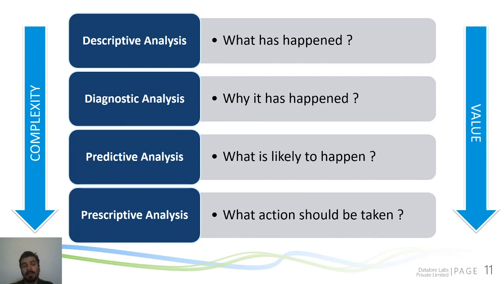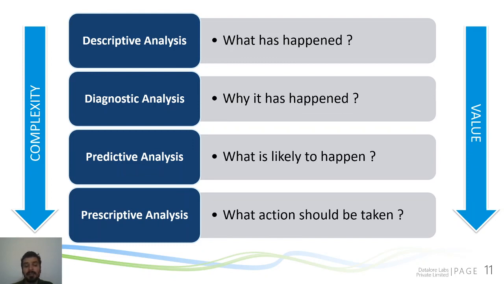And then comes the next step, which is called predictive analysis. We have already answered what has happened and why it has happened, right? In predictive analysis, we try to predict what is going to happen in the future, or what is likely to happen. Your machine learning is actually part of this. Predictive analytics is done using your machine learning algorithms and deep learning algorithms.